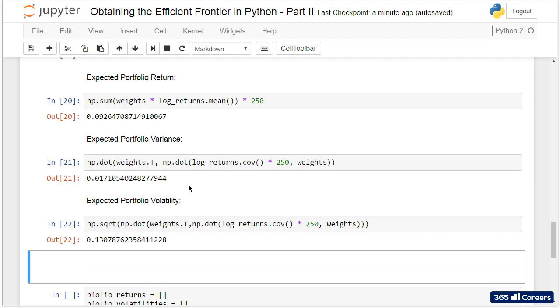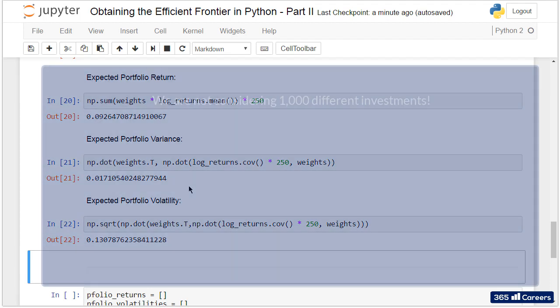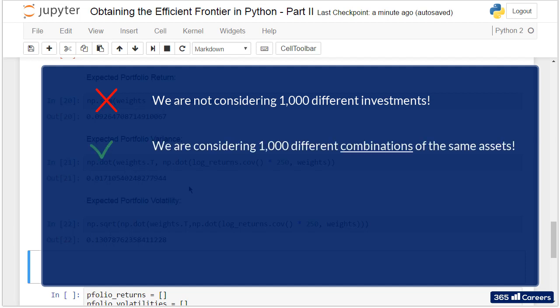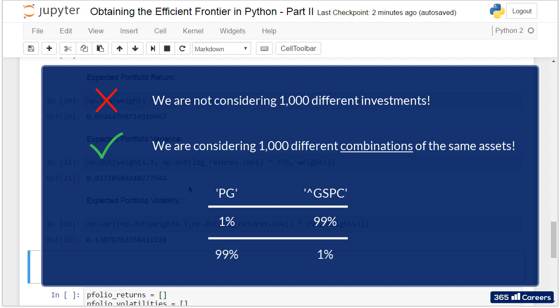Therefore, remember the following note, as it is very important. We are not considering 1,000 different investments composed of different stocks. No, we don't do that. We are considering 1,000 combinations of the same two assets, P&G and S&P 500. This means we simulate 1,000 combinations of their weight values. Out of the 1,000 combinations, we will probably have a portfolio composed of 1% P&G and 99% S&P 500, and a portfolio composed of 99% P&G and 1% S&P 500. The idea is to compare the two and see which one is efficient.